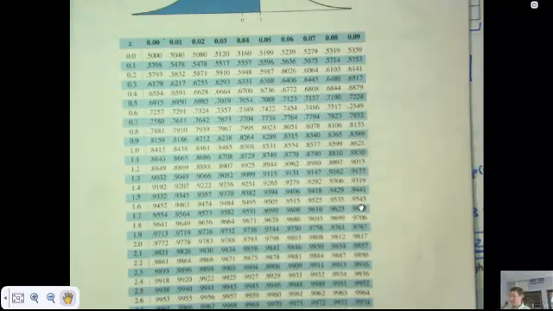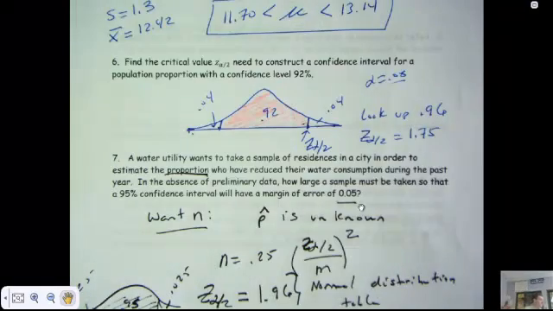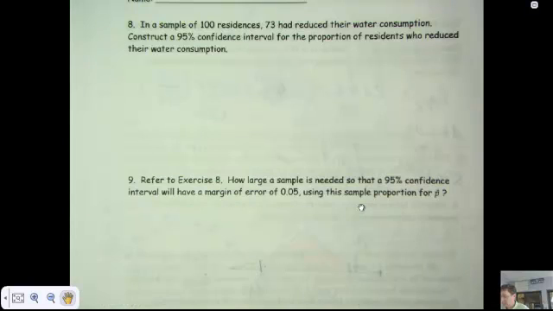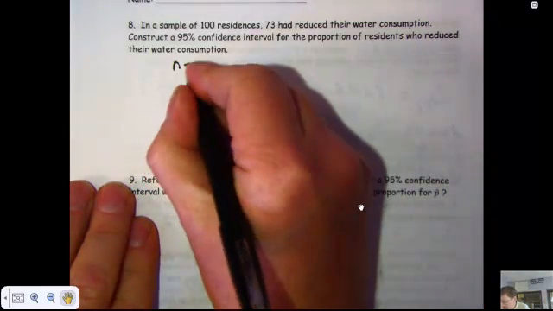Okay? All right? What did you write in the letter? You scroll down. Okay, on 8, we have a sample of 100, so n is 100.